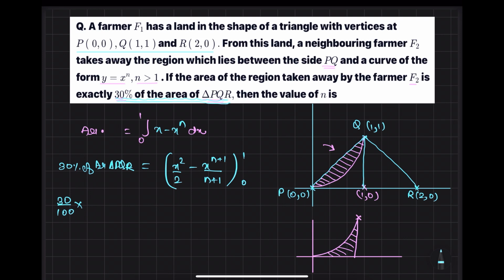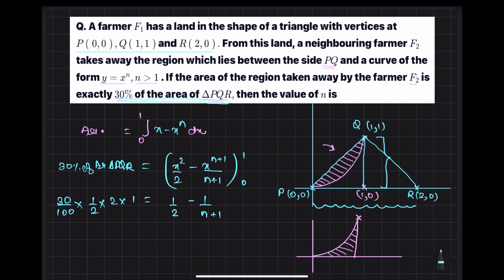Now look at this. If you focus on the area of the triangle, it is half into base into height. What is the base? Base is 2. What is the height? Height is 1. So half base height is 1. Now substitute the value. If you substitute, you will get 1 by 2 minus 1 by n plus 1. If you substitute 0, it will end up being 0. Comfortable? Okay.